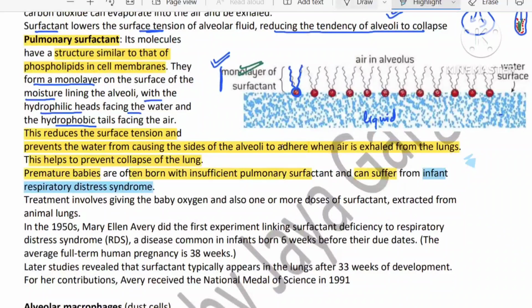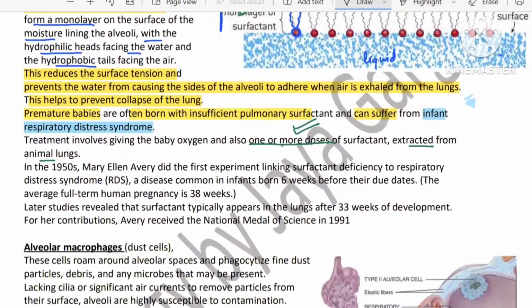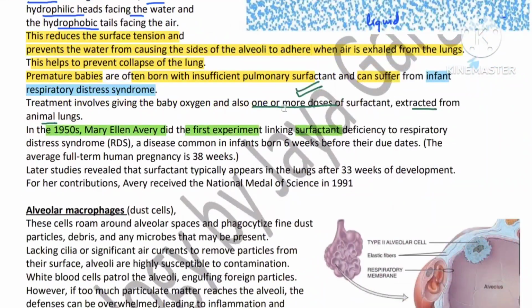What is the treatment involved? Oxygen is given to the baby, and one or two more doses of surfactant, extracted from animal lungs, are also given. Now, why are we able to understand all this? This work was done by one lady in 1950. She studied how surfactant deficiency can lead to respiratory distress syndrome, a disease common in children who are born 6 weeks before their due dates.